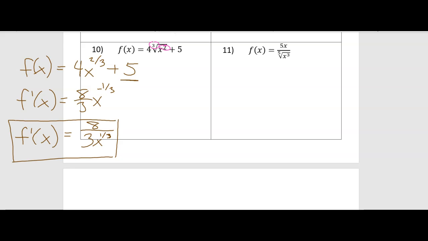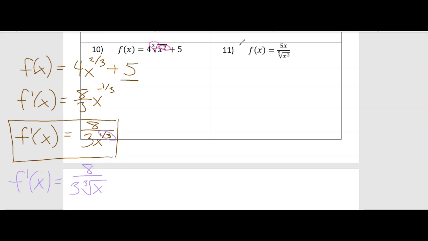However, on a multiple choice test, whether it's in this class or on your AP Calculus exam, the answers may be back in radical form. So you need to know how to convert this back to radical form in case those are what you have to choose from. So f prime of x could also equal 8 divided by 3 times the cubed root of x. Right? So we look at this exponent right here.